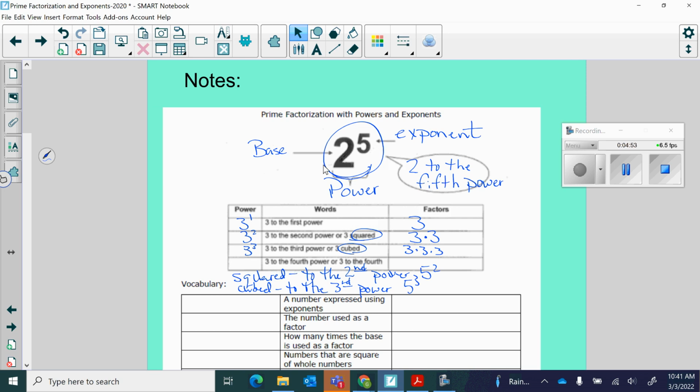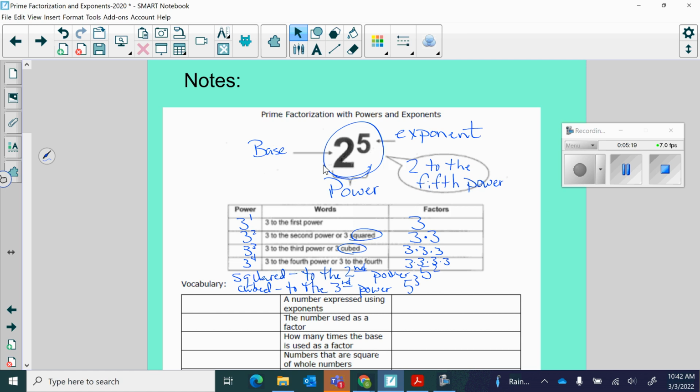Now, once we get past the 3rd power, we don't have any other special math terms for them. So now it's just going to be saying to the whatever power. So if I have 3 to the 4th power, it's going to be 3 to the 4th. Writing it as a product of factors is 3 times 3 times 3 times 3.